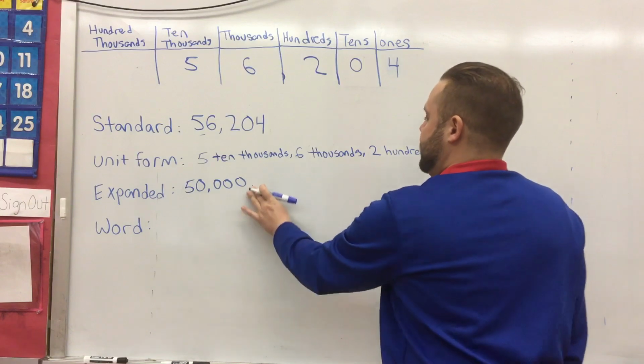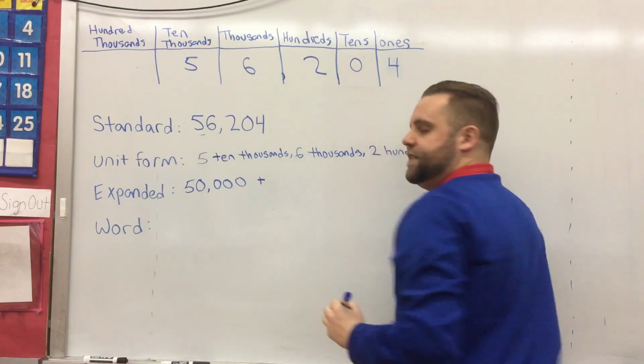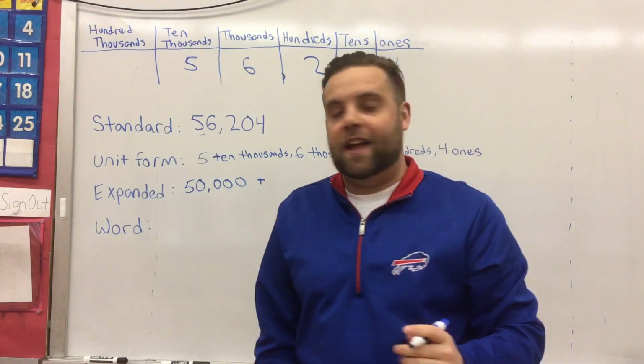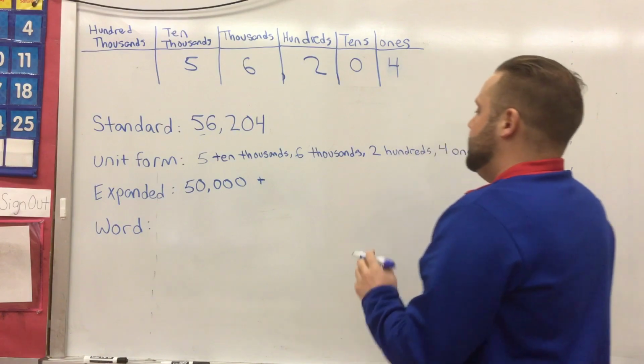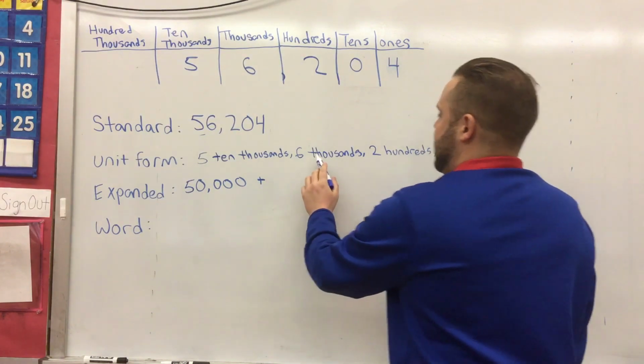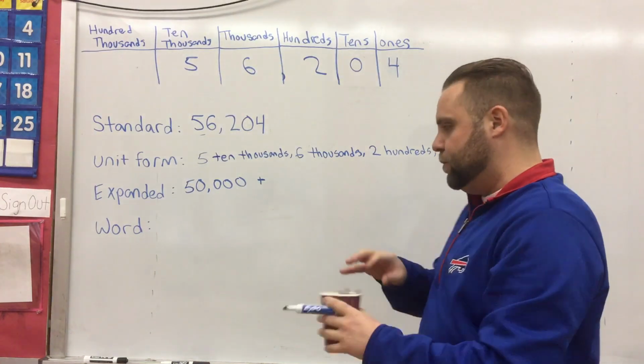Next, actually, when you do expanded form, you write it as an addition sentence because when you put them all together, it equals the full number in standard form. So, 50,000 plus. Next we have 6,000s. What is 6,000s equal to?